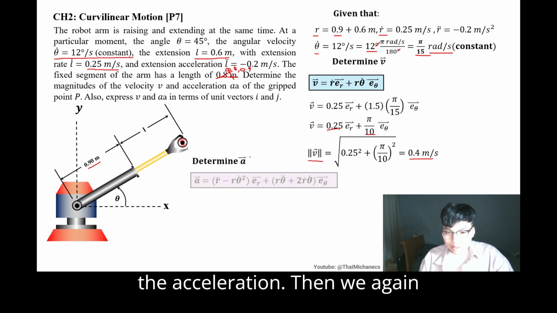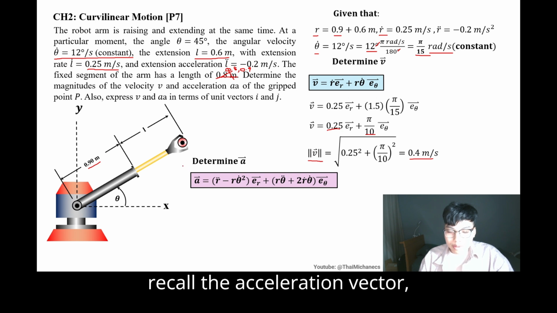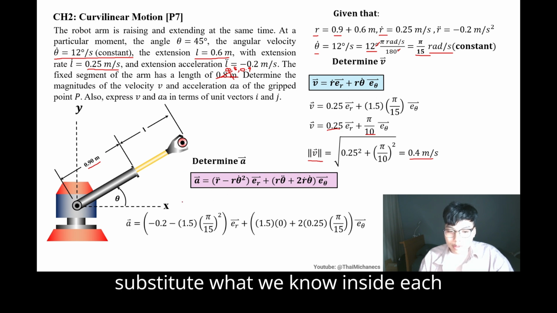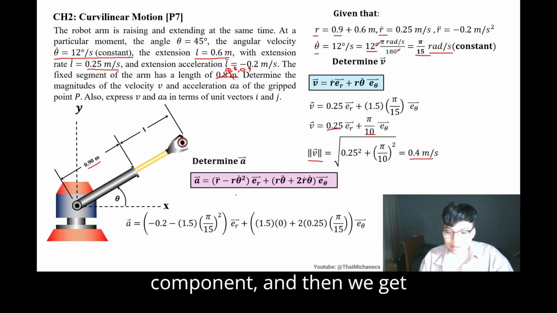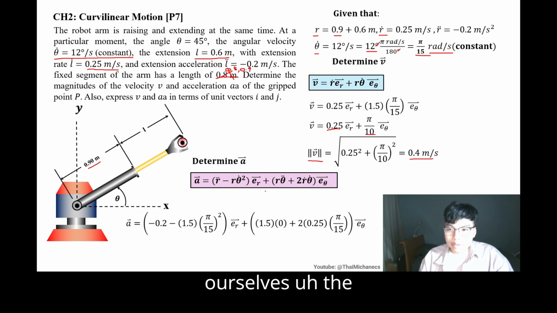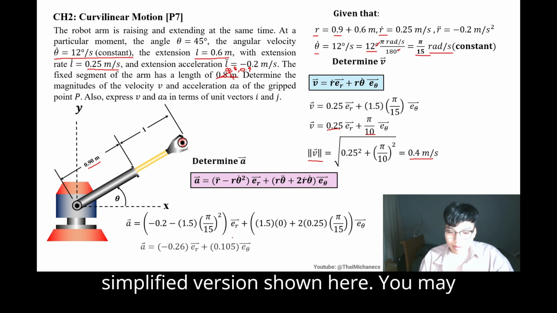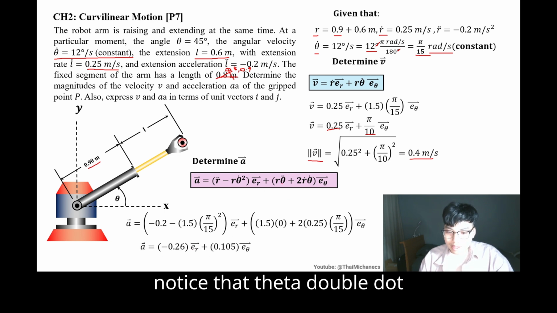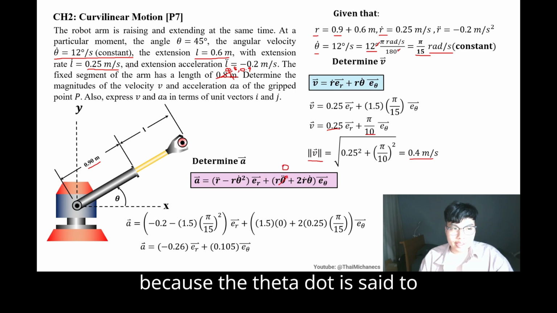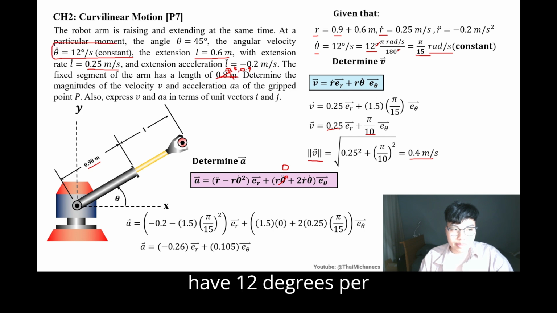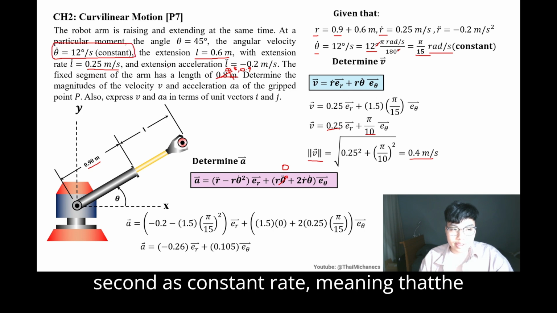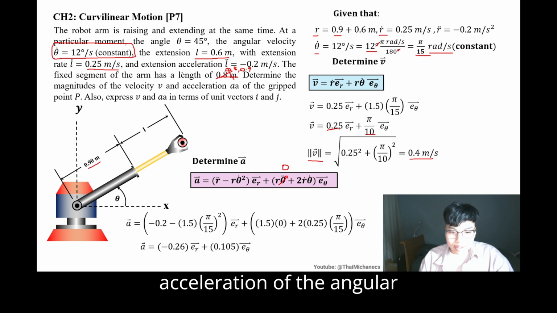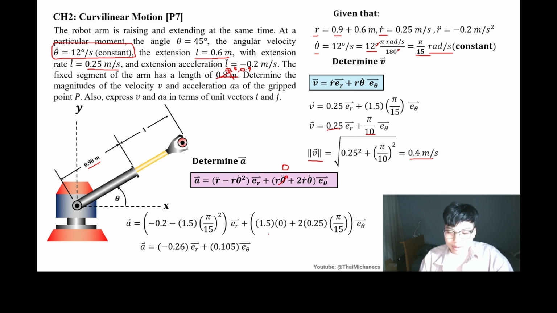Then the acceleration. We again recall the acceleration vector, substitute what we know inside each component, and get the simplified version shown here. You may notice that theta double dot here is turned into 0. That is because theta dot is said to have 12 degrees per second as a constant rate, meaning that the angular acceleration will be 0.